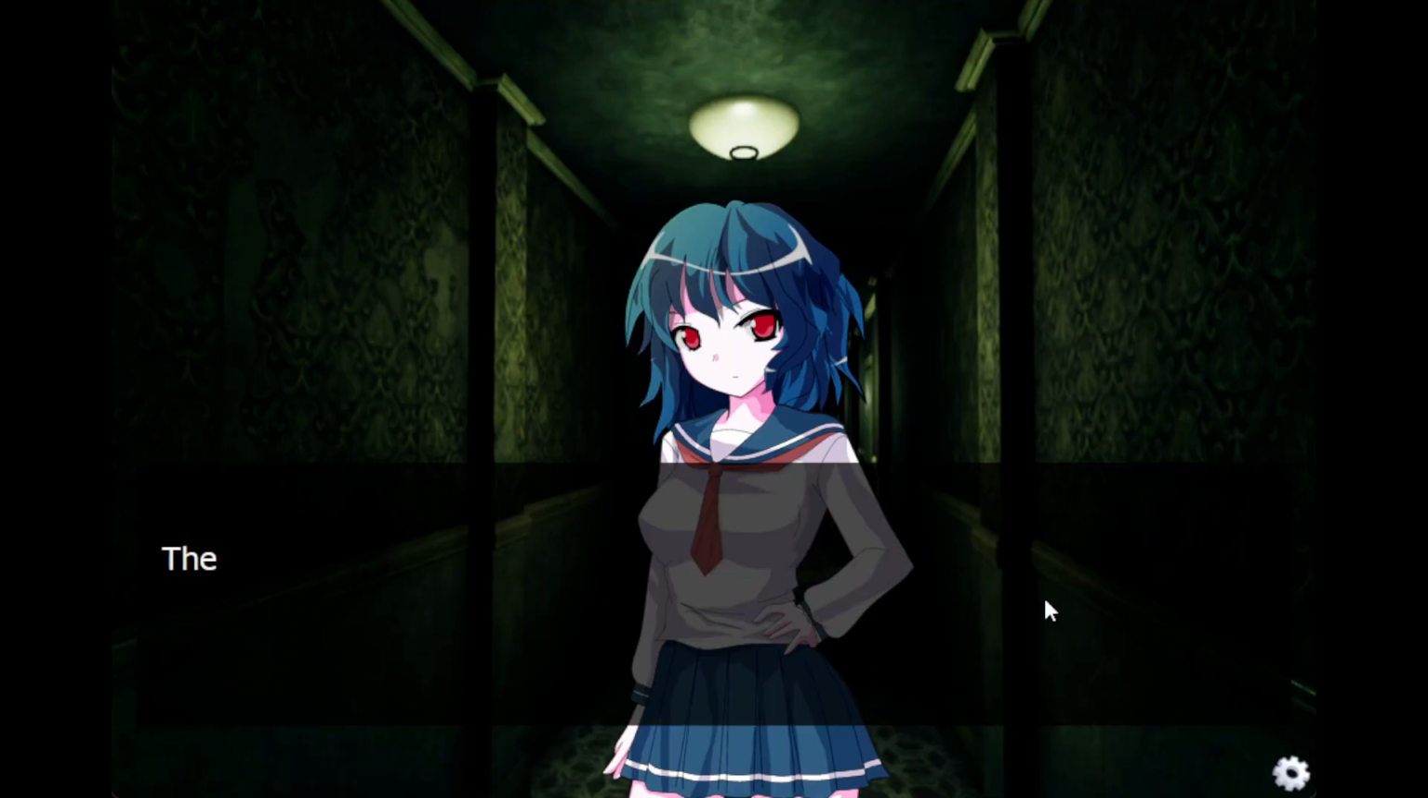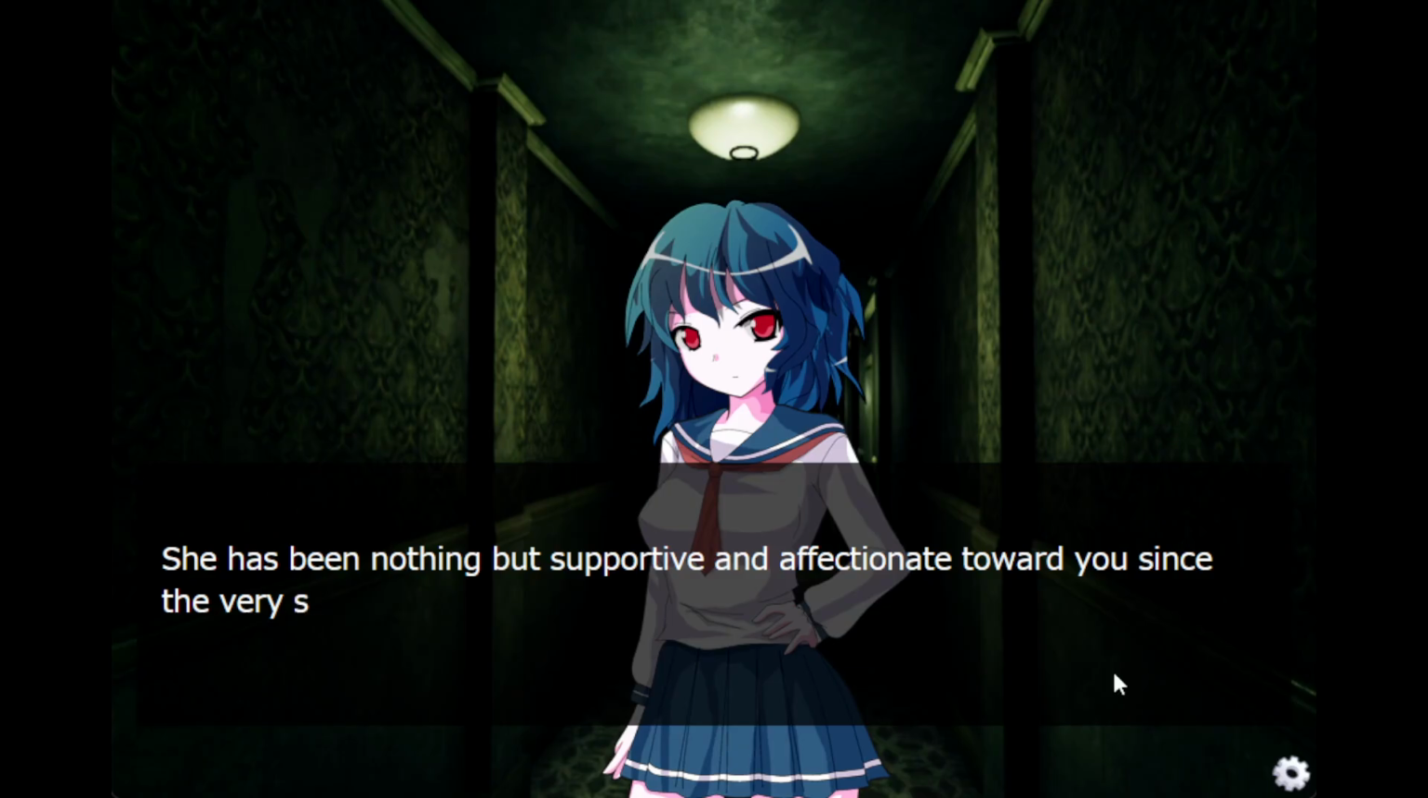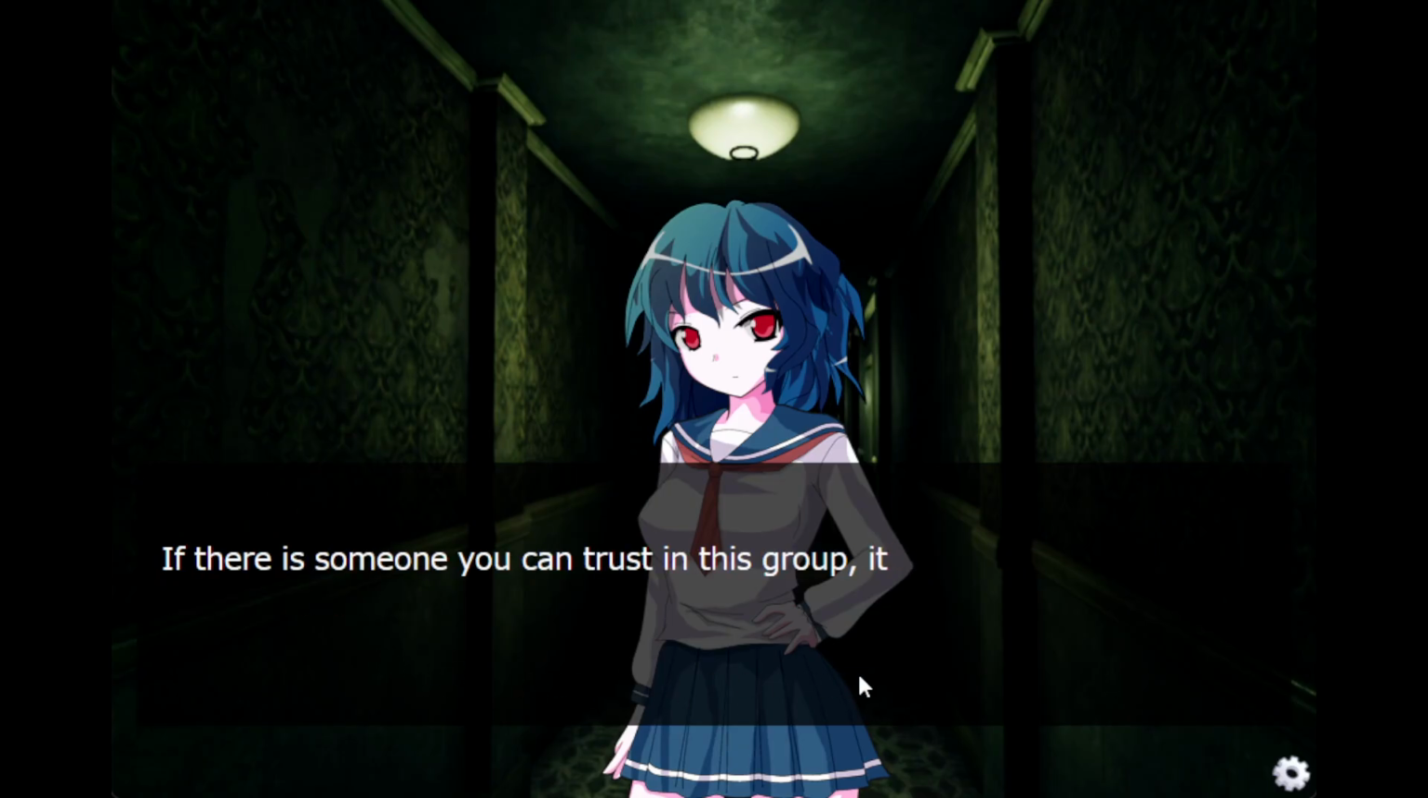You're suddenly reminded of your special role, the detective role. You even used it yesterday. Should you tell Cici about it? She's been nothing but supportive and affectionate towards you since the very start. If there's someone you can trust in this group, it's her, right? But what if she's the killer? So should you tell her? You take a deep breath and decide to?